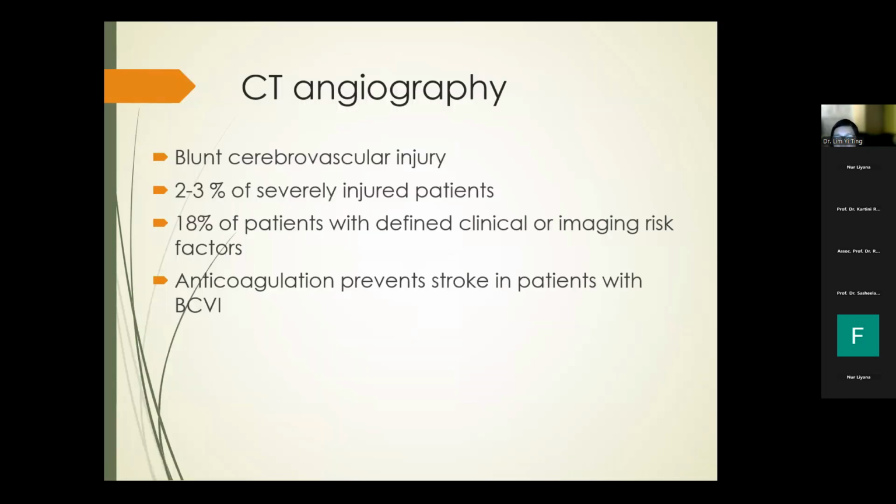So for CT angiography, we also do it in the traumatic head injury situations to detect any blunt cerebral vascular injury, which occurs in 2 to 3% of the severely injured patients and 80% of the patients with defined clinical or imaging risk factors. And this I will explain a little bit more in a later slide. And it is very important to detect the blunt cerebral vascular injury because we want to initiate the anticoagulation early to prevent stroke in this kind of patient.